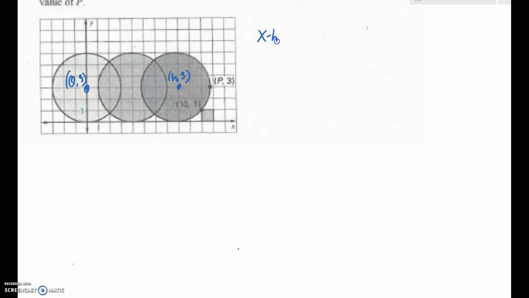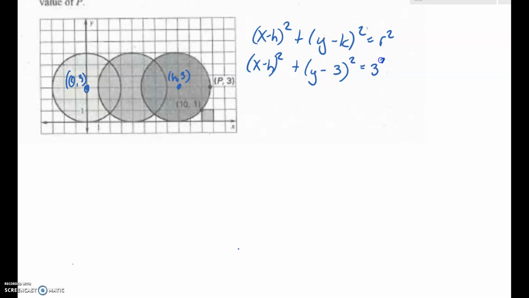So remember, the general equation for the equation of a circle here is this. Okay, and so according to the information we have in the diagram on the right there, the third circle there, I can put in x minus h because it's the coordinate for h, plus, and then y minus, and then the k value is 3, equals, and the radius is still 3 because that's what it was originally.